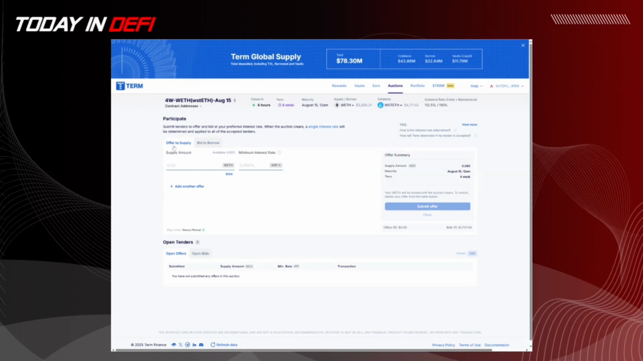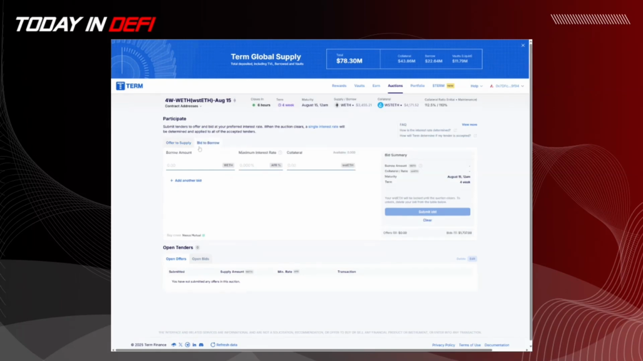If you have idle liquidity, you can supply. It means that you are willing to lend. However, if you need liquidity, you can bid to borrow, which is borrowing at a fixed rate. So Term Finance is more of a C2C marketplace for people to lend and borrow at a fixed rate. However, the upside is pretty good. Right now, even retail users can tap into this kind of fixed income market and have better yield.